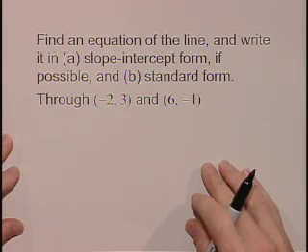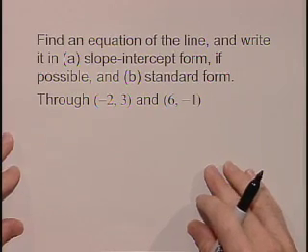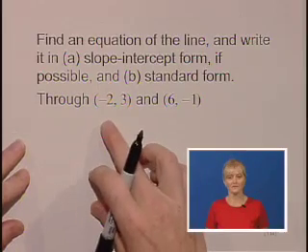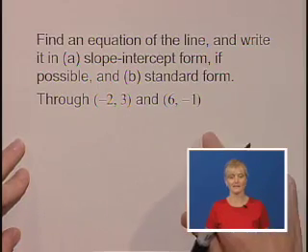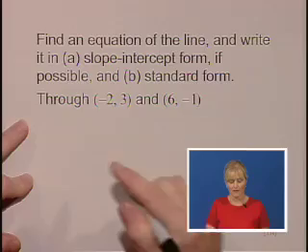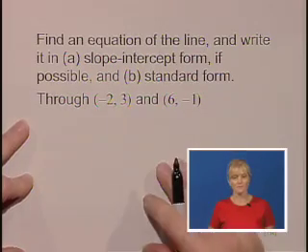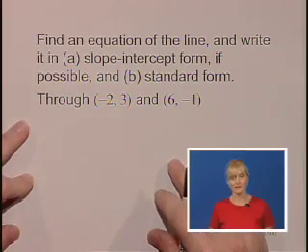Let's find an equation of the line and write it in A, slope-intercept form if possible, and B, standard form, through the point -2, 3, and 6, -1. To use our point slope form, we are going to need slope.